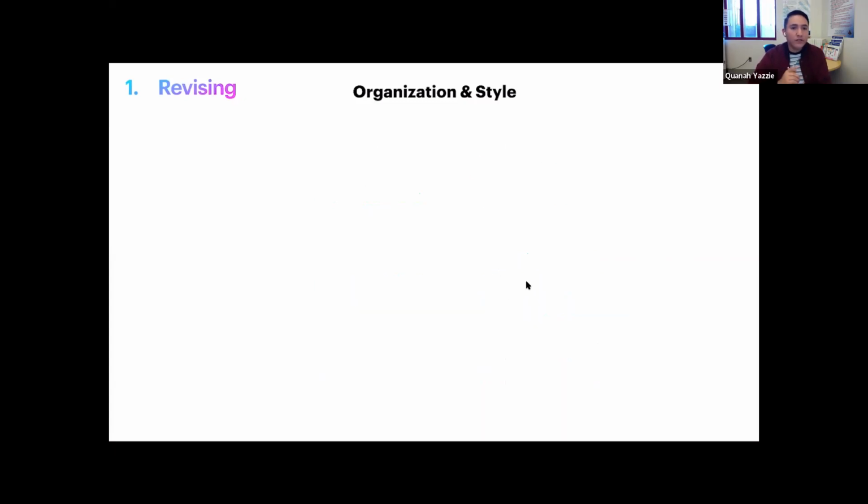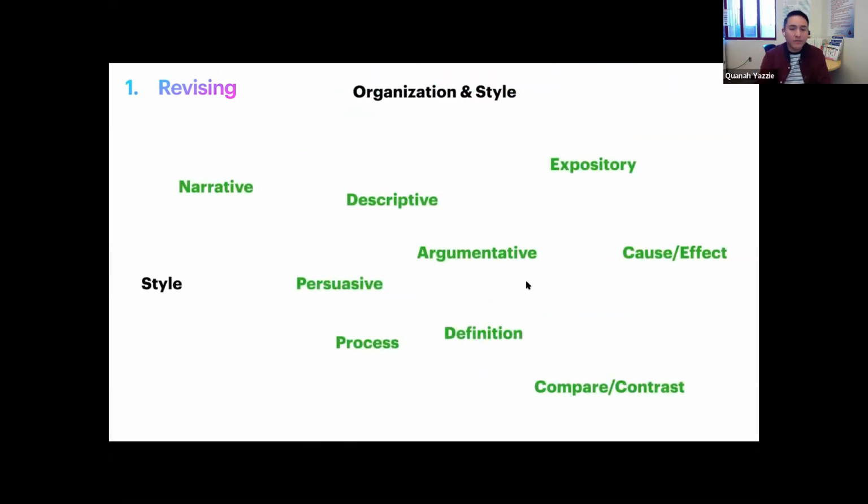So the next portion we're going to is styling. And here, I'm using style in the way of writing style, specifically your assignments that you get here at the Net College. We tend to run into the basic thought pattern, paragraph pattern essays like narrative writing, descriptive, all of the stuff you see on the screen. Cause and effect, process, persuasive, definition, compare and contrast, and so forth. So these are the types of style, depending on what you're writing about.